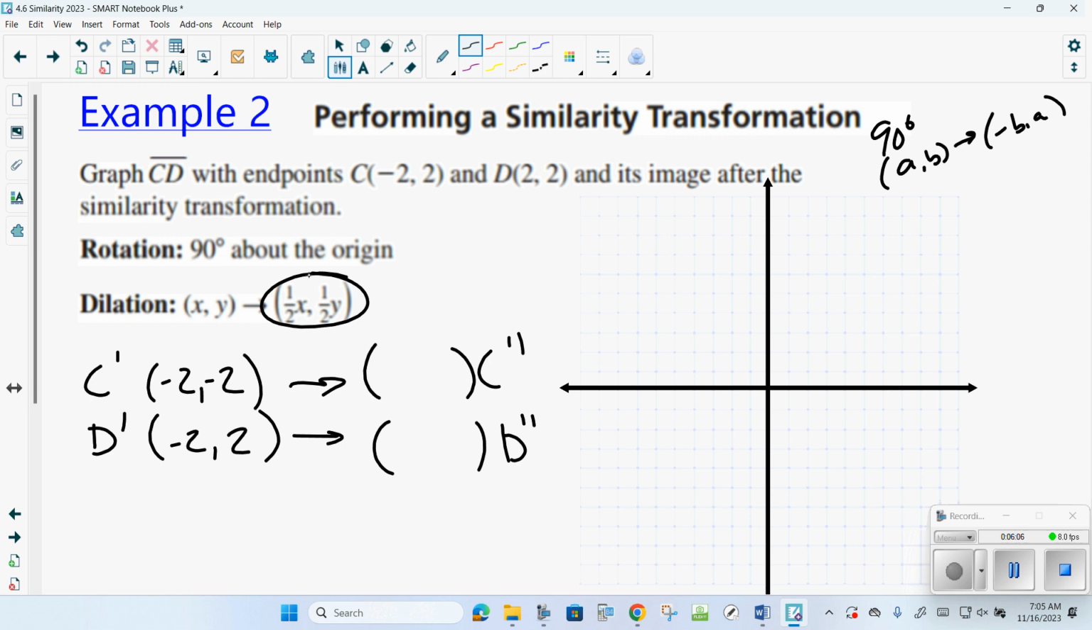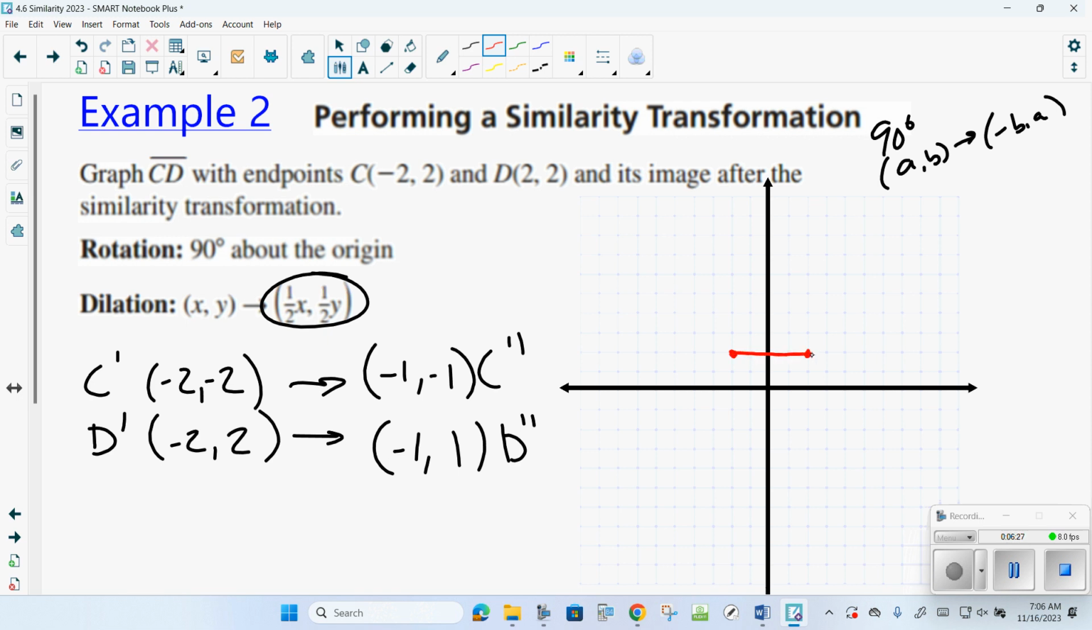Okay, so I'm going to multiply the x by a half and the y by a half. The x by a half and the y by a half. And so that gives me my image. And I'm going to change colors here. So the original is at negative 2, 2. Negative 2, 2. And positive 2, 2.